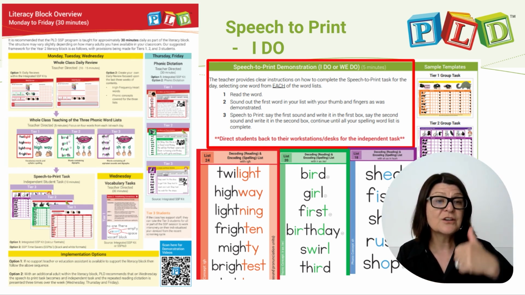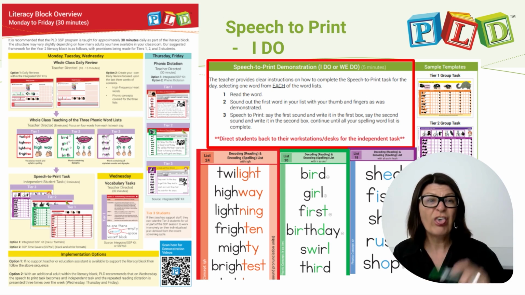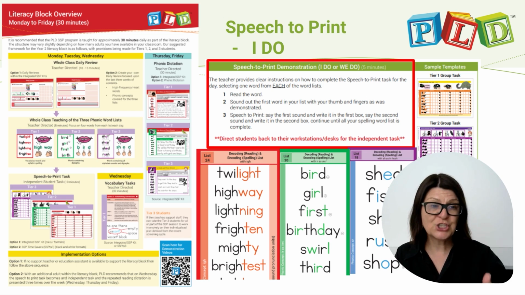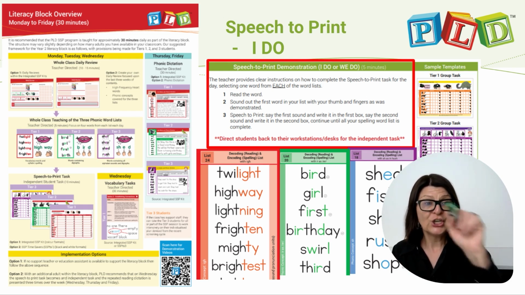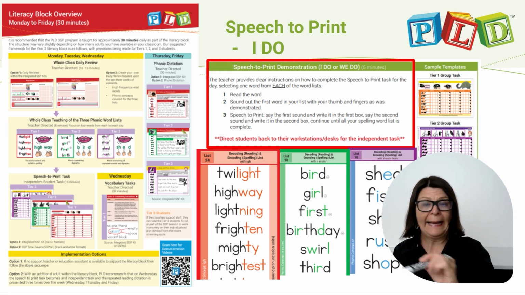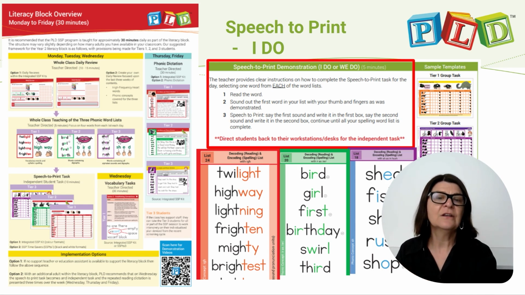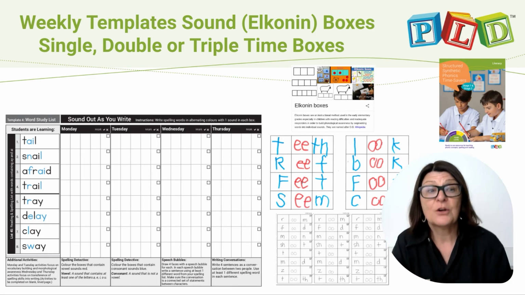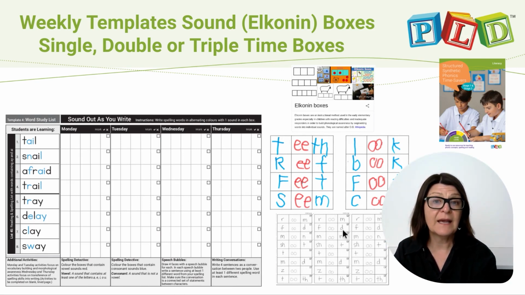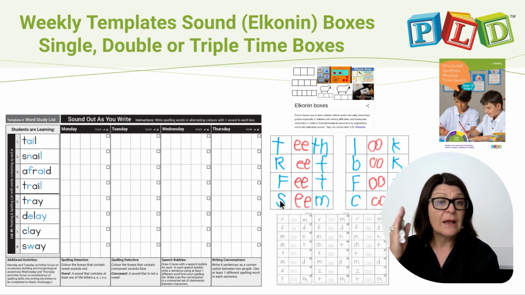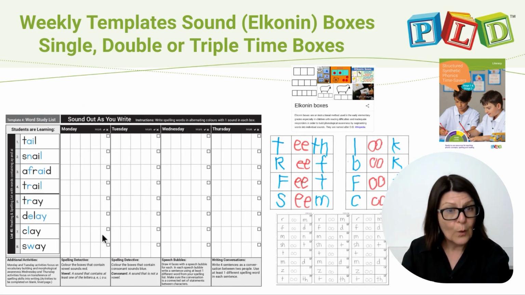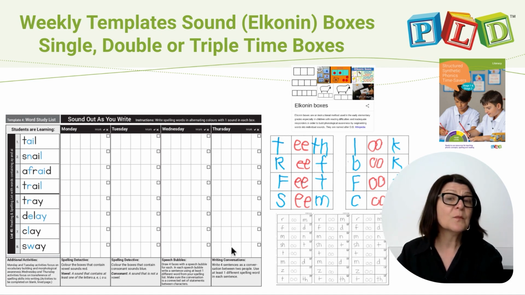The word is third. The word shed, shed, sh, and the d sound. This then, when students go back to their seats, they either engage in the Elkonin boxes and the alternating colours once or double time or triple time.